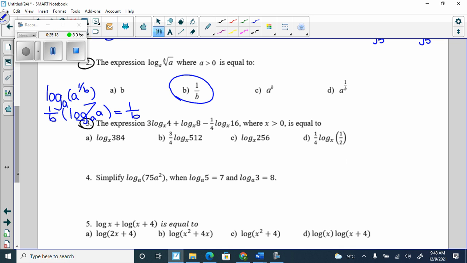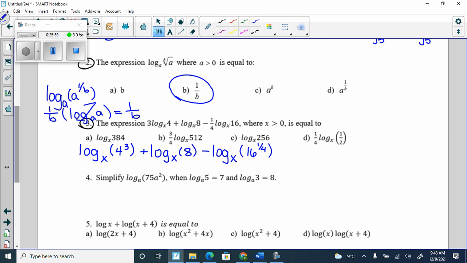C, the expression 3 log base x of 4 plus log base x of 8 minus 1/4 log base x of 16. Base x, base x, base x. Screams, put me together. So we get log base x of 4 cubed plus log base x of 8. And the reason why they're going to put the base x is because if they put the base x, you can't just plug these into your calculator. Like if they're base 2s with a 3 beside, you could just plug it in and get an answer, right? So if they put it as a base x, you actually have to know what you're doing. Log base x of 16 to the quarter.